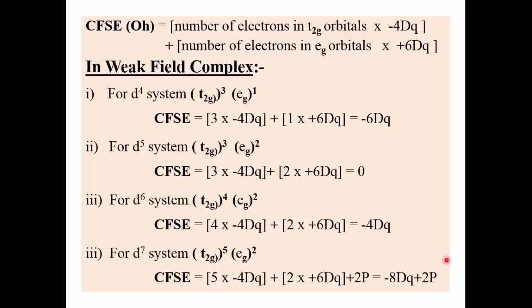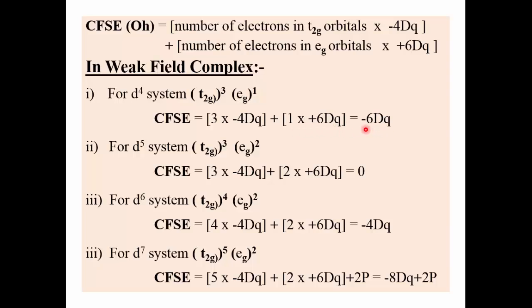Now see the calculation of CFSE in weak field complexes. The formula remains the same: number of electrons in the t2g orbital into minus 4dq plus number of electrons in the eg orbital into plus 6dq. So see, for the D4 system, now the electronic configuration is changed. t2g contains 3 electrons and the eg orbital contains 1 electron, because the value of 10dq is small. The 4th electron is promoted into the eg orbital. So 3 electrons into minus 4dq, this is for the t2g orbital, plus 1 into plus 6dq, this is for the eg orbital.